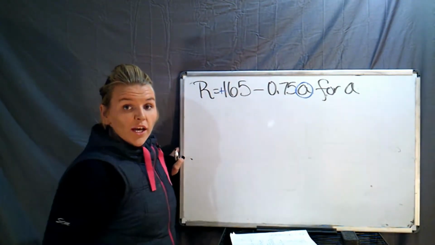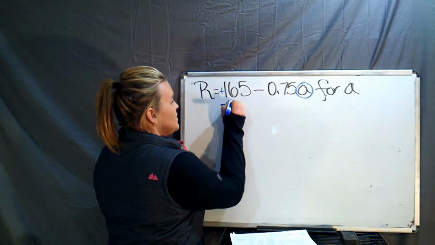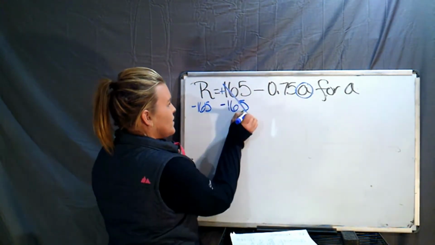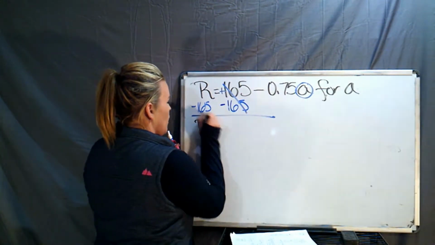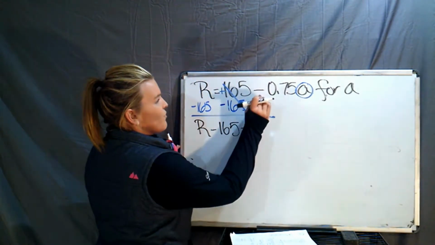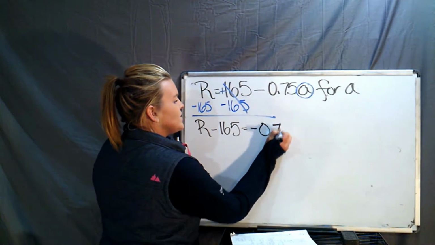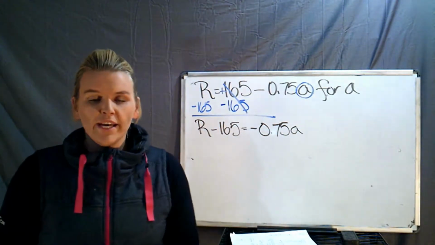And we want to do the inverse of that. So we're going to subtract 165 from both sides. These will cancel out. R minus 165 is equal to, don't forget to include your negative sign again, negative 0.75a. Okay, so now what is happening to a still?